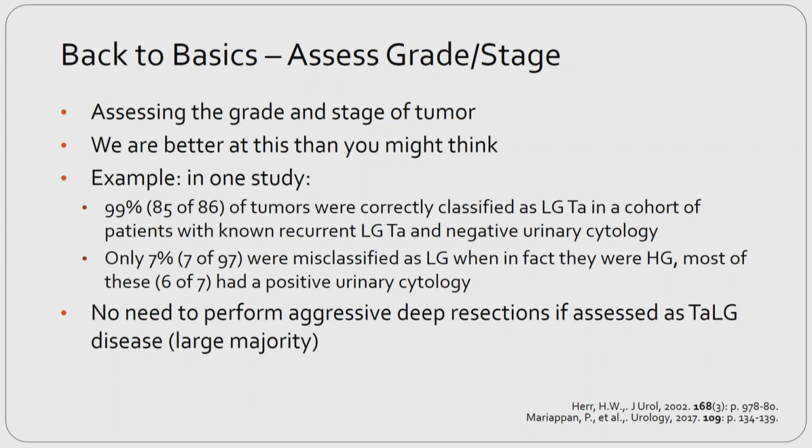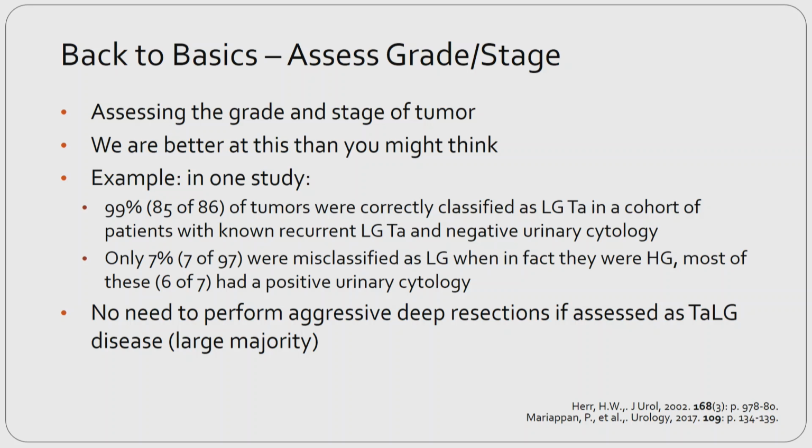or can we just resect the tumor and cauterize the base if we think it's a TA low-grade tumor, which is very acceptable. You don't have to go deep in TA low-grade tumors. And we're really good at this. In one study that Harry Herr published, 99% of the time, the urologist was able to classify a tumor as TA low grade if this patient had no prior history of a high-grade tumor and the cytology was negative. 99% is a pretty good number.